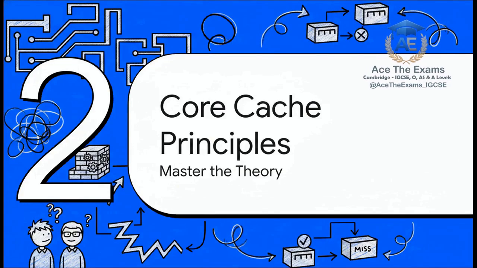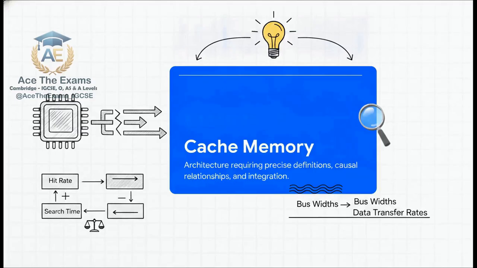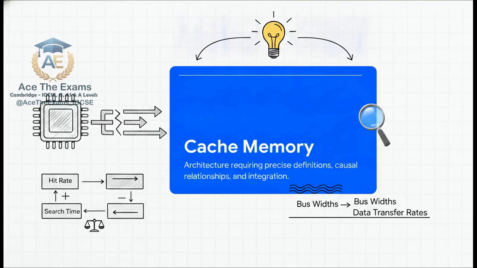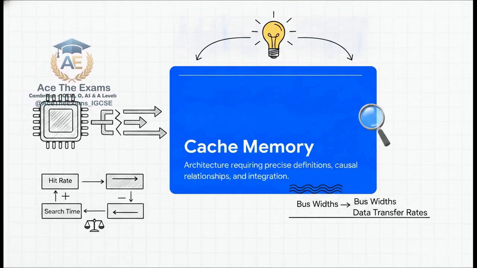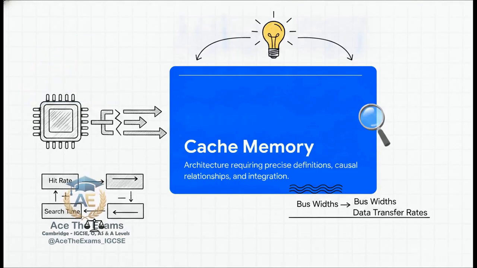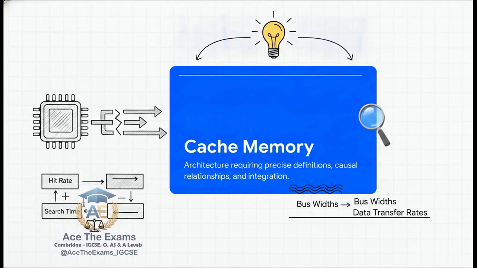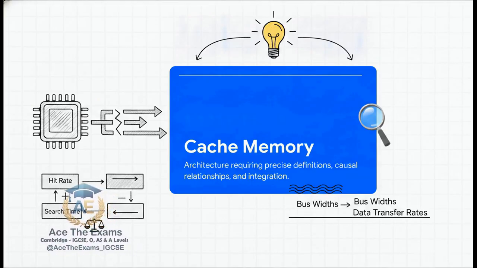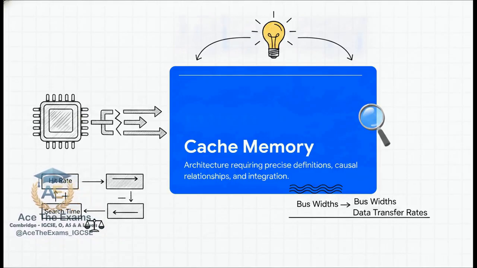Moving right along to section 2, core cache principles. This is where we build the foundation so you don't end up like Alex or Sam. Avoiding those traps we just talked about requires mastering the theoretical architecture first. Cache memory isn't just fast memory. That's IGCSE thinking. At this level, it is a complex theoretical architecture requiring highly precise definitions, clear causal relationships, and, this is crucial, integration with other syllabus areas. This right here is where you separate yourself from the pack. The principal examiner reports explicitly state that candidates who reference cross-topic connections achieve significantly higher marks. So what does that actually look like?